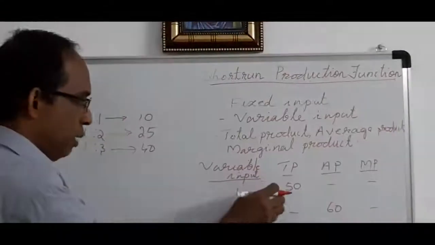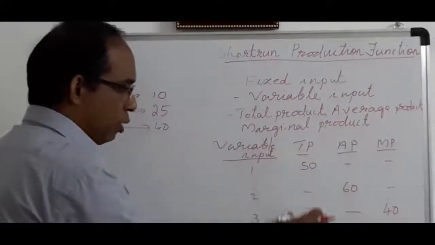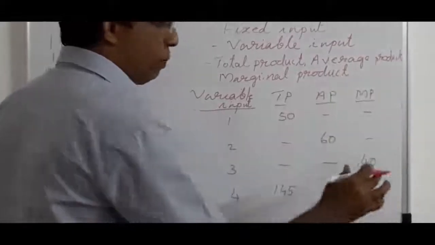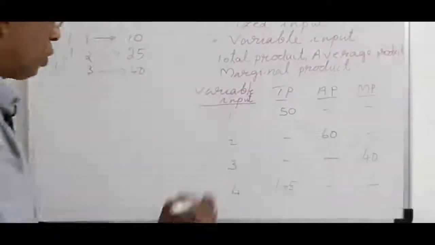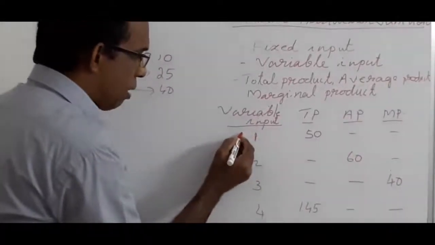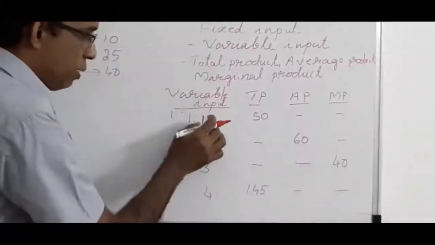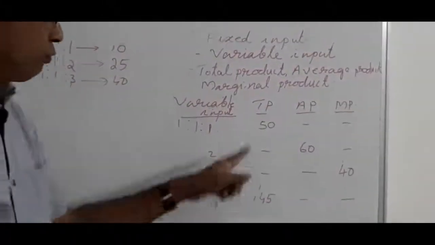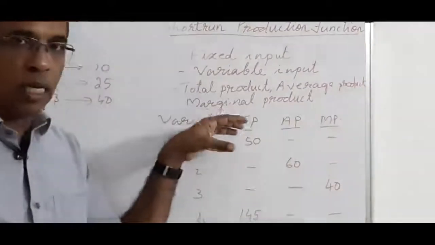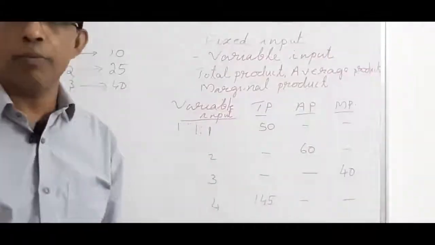Okay, we will come to this table. Suppose first column variable input is given, second column total product, third column average product and last column marginal product is given. Suppose the bakery owner uses only one variable input. There are many other fixed inputs. Fixed input is not given. Only one variable input uses, and he could produce 50 breads. That is total product. Total product is the total output produced at a particular level of variable inputs.